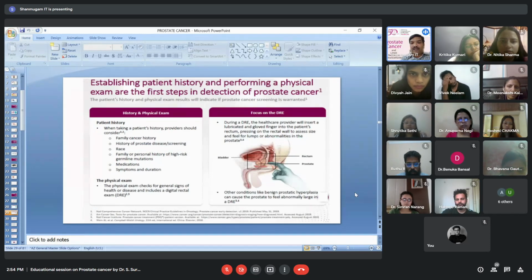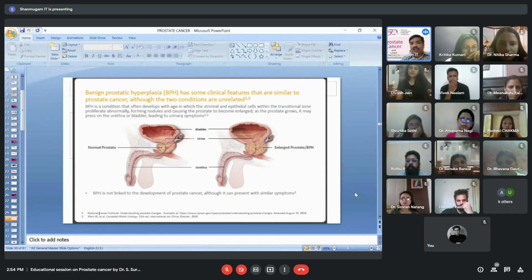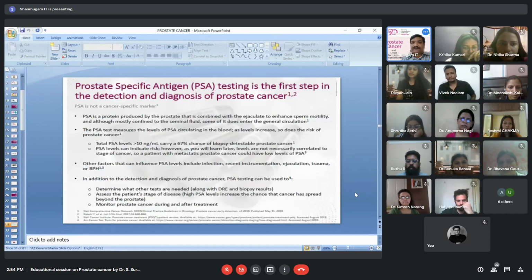So this is how we do a digital rectal examination and try to see the prostate. It will be felt as a hard lesion, just below the bladder. In benign prostatic hyperplasia, it will feel similar to prostate cancer, but with age we might be able to know whether it is BPH or a cancer.